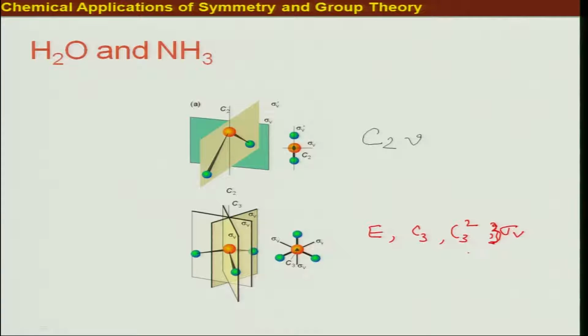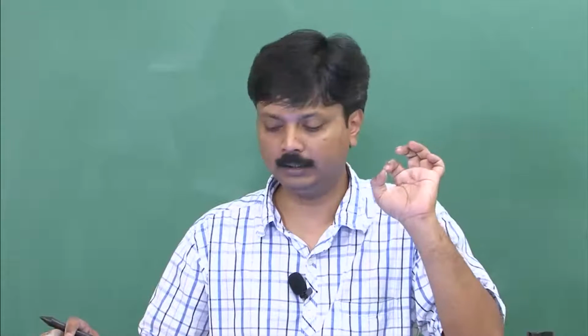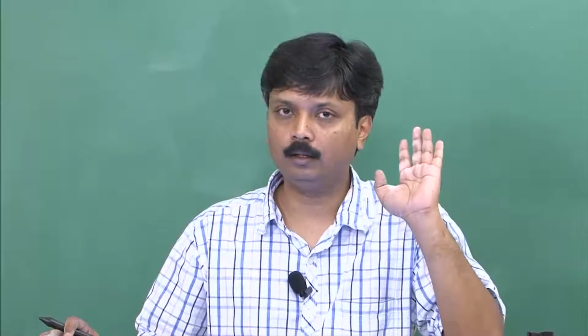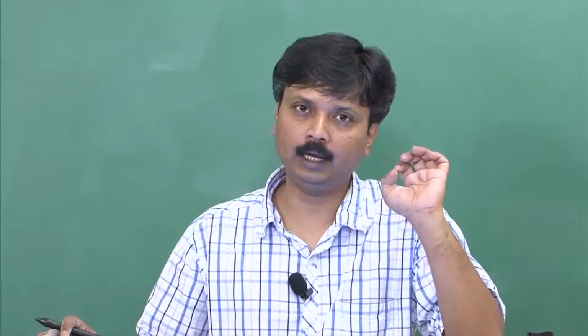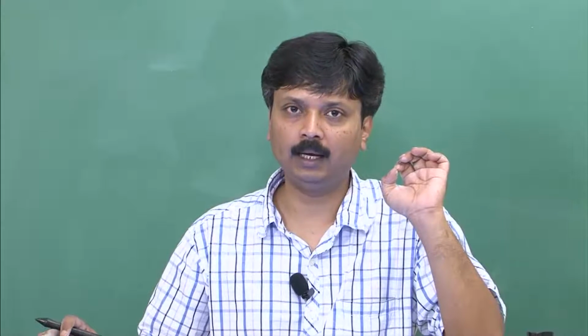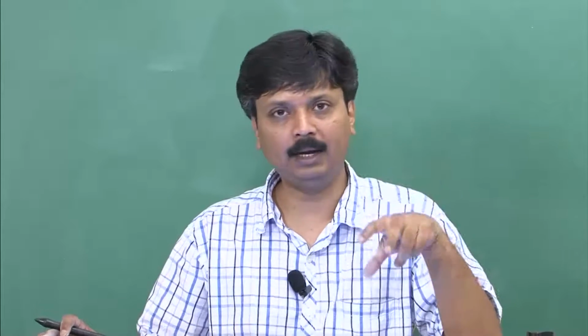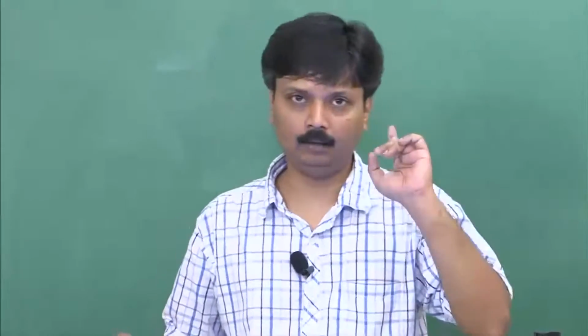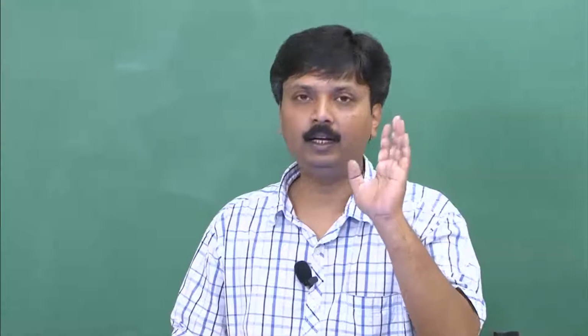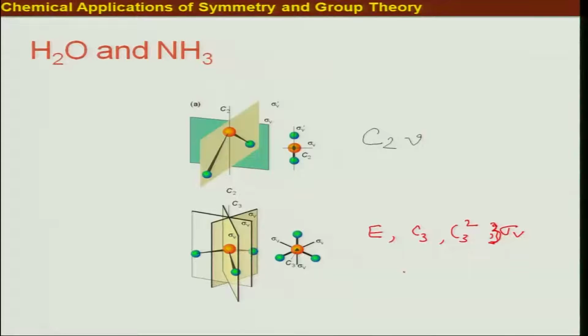Now I ask whether there are 3 C2s perpendicular to this C3. The answer is no. So, my molecule belongs to the C type of point group. The next question I will ask is, are there sigma H? I cannot see any sigma H, it is a pyramidal molecule, so no sigma H is possible. Then are there sigma V? I can see, yes, there are 3 sigma V's. So, definitely the molecule belongs to the C3V point group. All right.